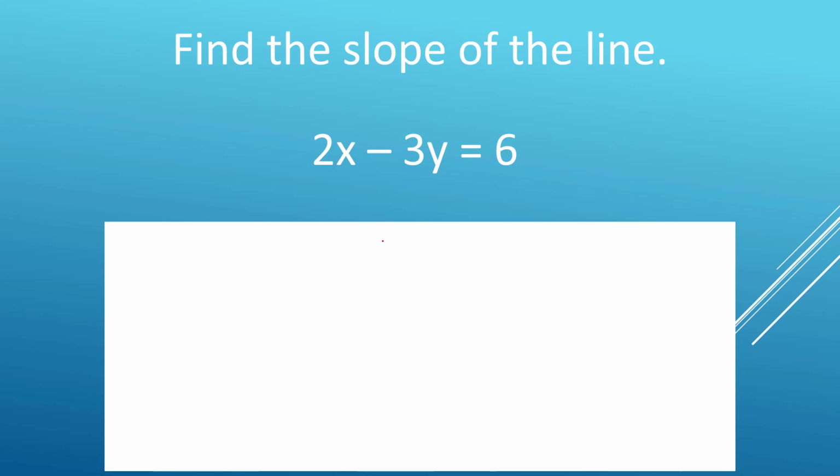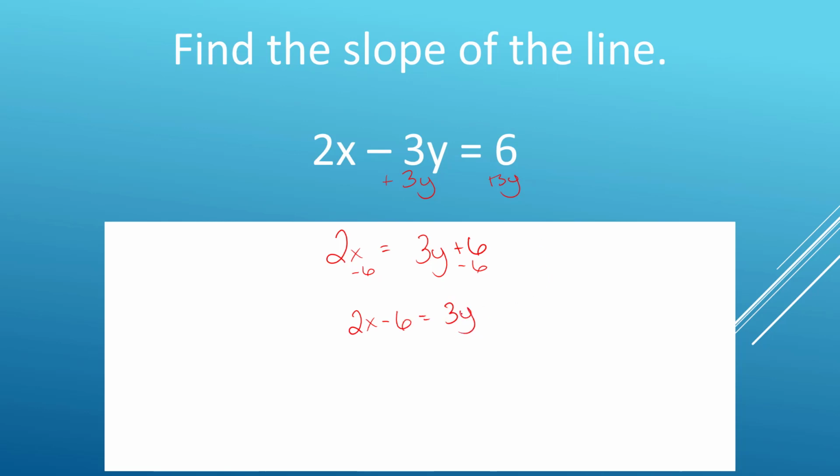This one doesn't look the same. What's different about it? x and y are on the same side of the equation. Well, it's possible to move x and y to separate sides of the equation, and since my y value has a negative coefficient in front of it, I'm going to go ahead and make it positive by adding 3y to both sides. So 2x is equal to 3y plus 6. Now we'll move the 6 away by subtracting 6 from both sides. 2x minus 6 is equal to 3y.